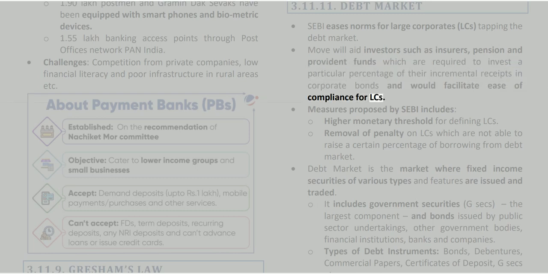Measures proposed by SBI include a higher monetary threshold for defining LCs, and removal of the penalty on LCs which are not able to raise a certain percentage of borrowing from the debt market. Debt market is the market where fixed income securities of various types and features are issued and traded. It includes government securities, G-SECs, the largest component, and bonds issued by public sector undertakings, other government bodies, financial institutions, banks and companies. Types of debt instruments: bonds, debentures, commercial papers, certificates of deposit, G-SECs etc.